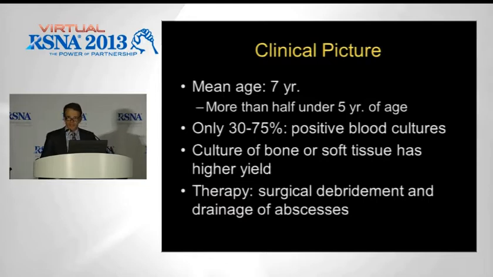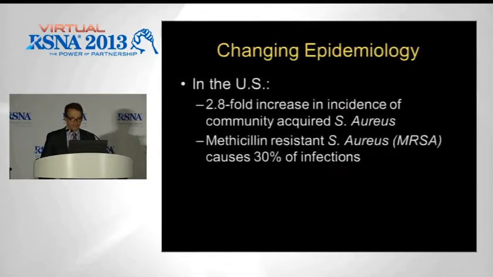And imaging is very important because we have to aid and to guide the clinicians in two things. First, the culture of bone or soft tissue has a higher yield, so it is important to pinpoint the focus of infection. And secondly, increasingly there are abscesses as part of the presentation, and part of the therapy, in addition to antibiotics, is going to be the surgical debridement and drainage of abscesses, which again requires image guidance.